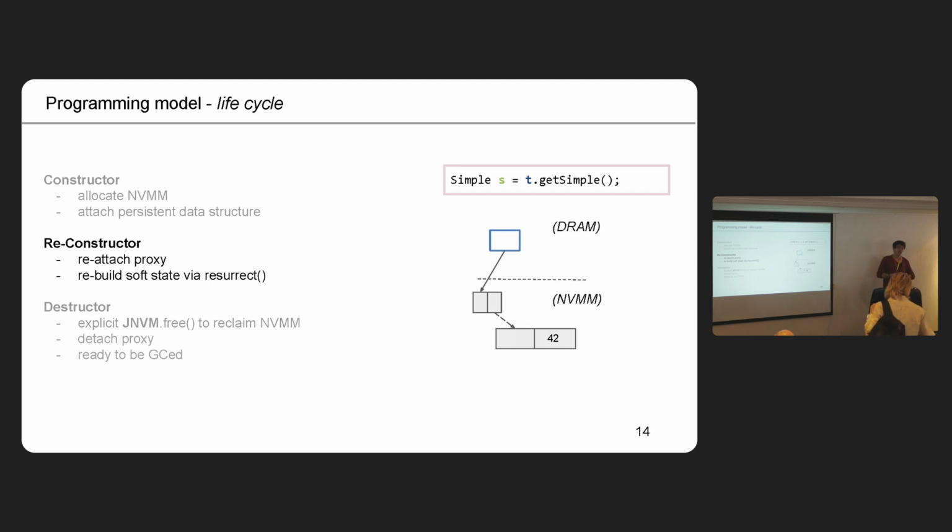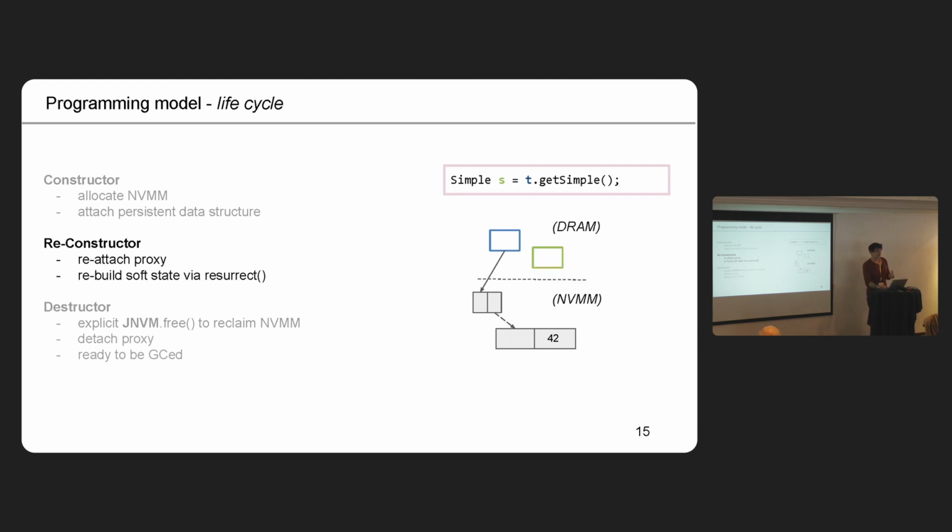The second thing we need is a reconstructor. So the reconstructor is something that is able to reattach the proxy because we want to use one of the objects that are there in the persistent memory. So the constructor is allocating what is needed. The reconstructor is attaching the proxy to something that was created in the past. Okay, and so if needed, we can also construct some soft state, that is some volatile variables that are being used in the computation. And this is done by a method called resurrect.